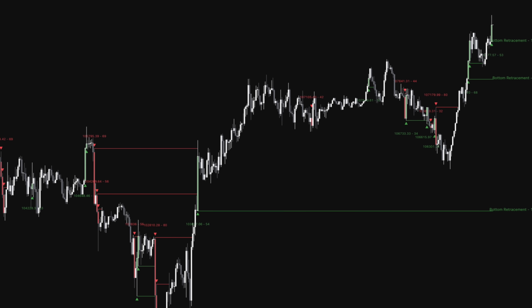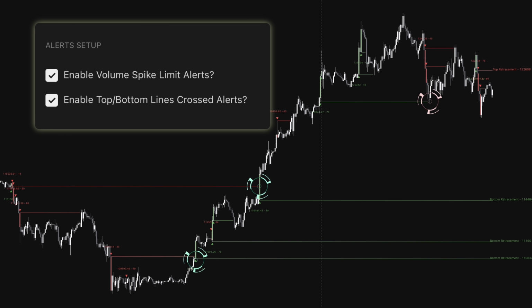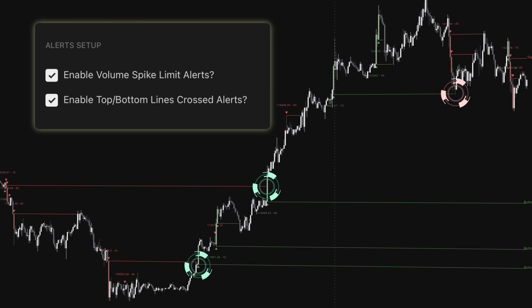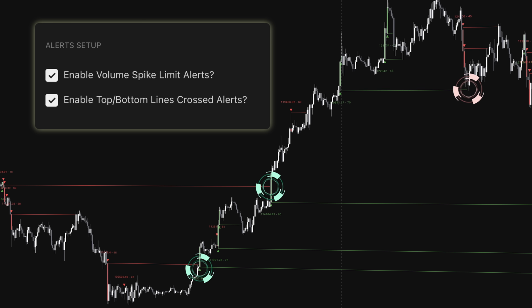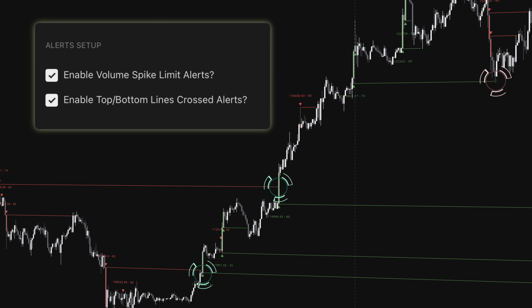Alert functionality triggers on initial volume spike detection at the specified threshold and when price crosses active retracement lines for the first time, allowing traders to monitor spike formations and catch retest opportunities without constant chart watching.